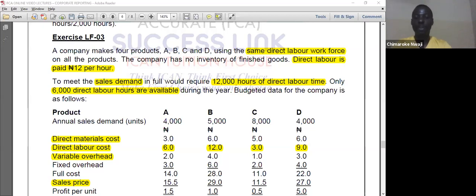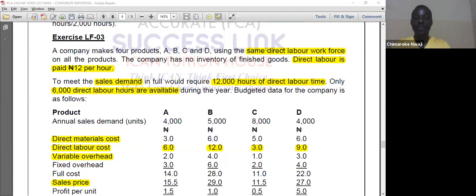So now that we've got our contribution per limiting factor, what do we need to do? Because this is the most important of them all. This is only gotten because we want to rank. That is the only usefulness of getting contribution per limiting factor, is for the purpose of ranking. Which one carries the first position? Of course, it's D with a 12.